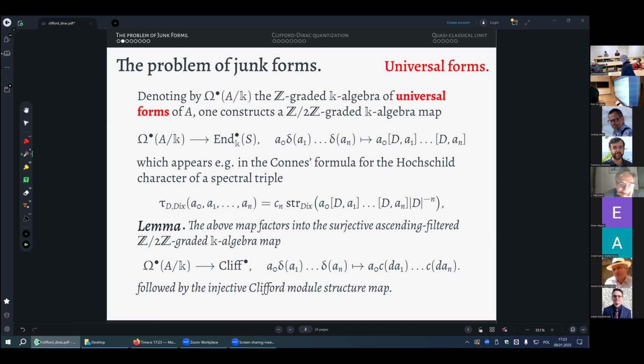Okay, Tomek. So the map sends the universal differential of A1 to some commutators, but you write tau depending only on A0, A1, AN. So it doesn't depend, not really on delta of A, but on A itself. The formula sends delta of A1 to the commutator of D with A1, but the tau is defined on A1 itself, so it's well defined.